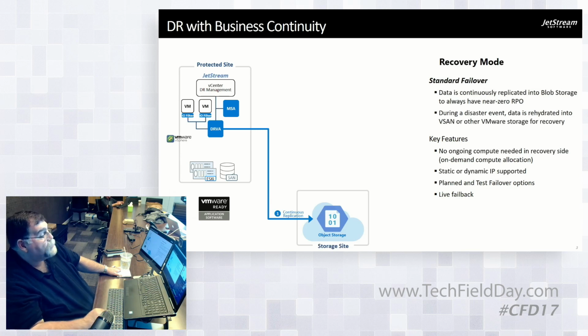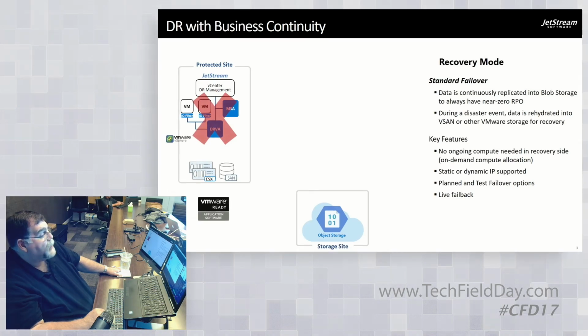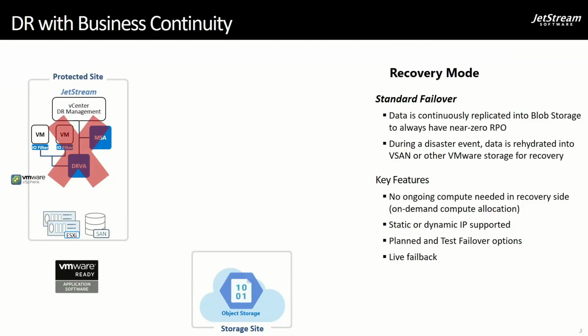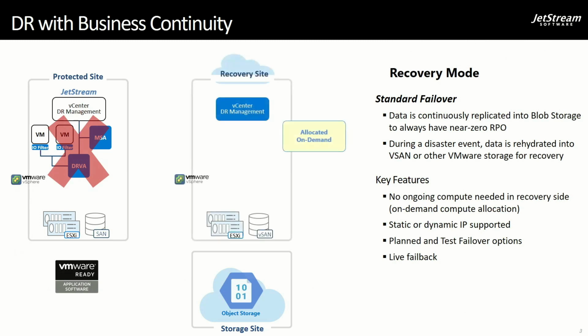Then we have a disaster event. So now the protected site is no longer available, or a significant portion, or the network connection is broken, whatever happens to be the issue. So for this more economical version, we would stand up the recovery site. For the sake of argument, this is an Azure VMware Solution private cloud, or it could be another site. So we've got the VMware environment in place. Then we deploy our software.